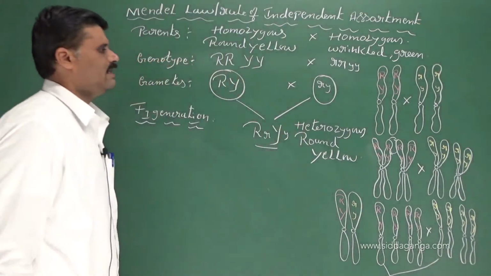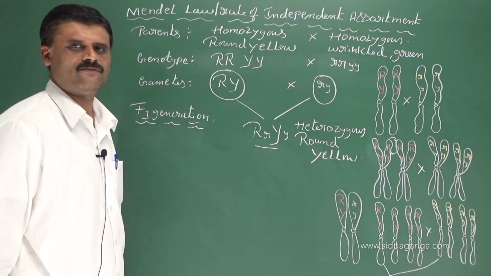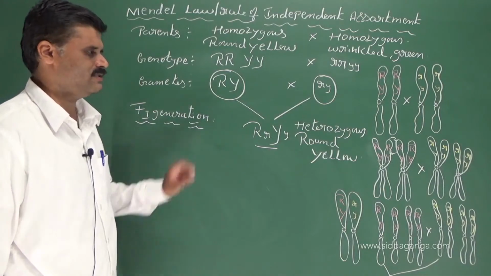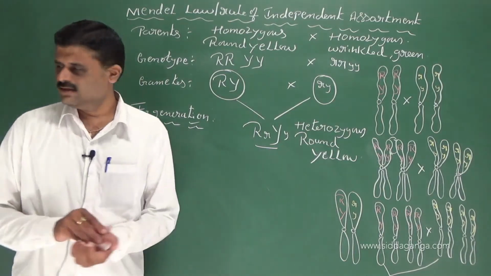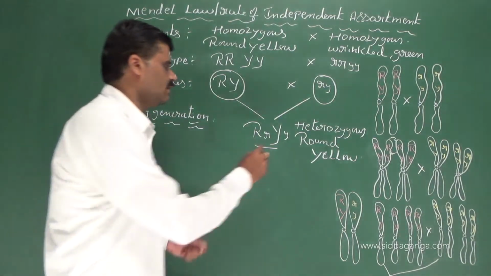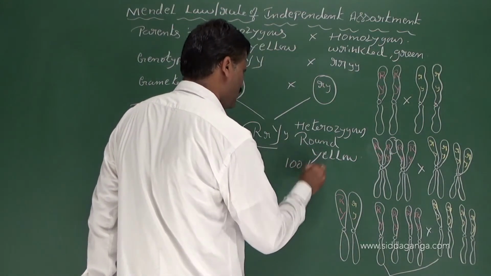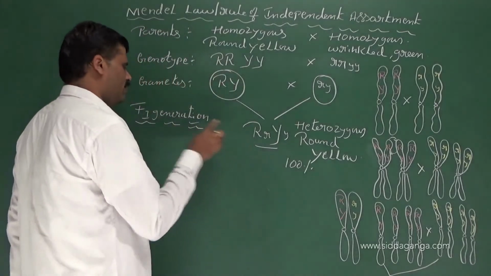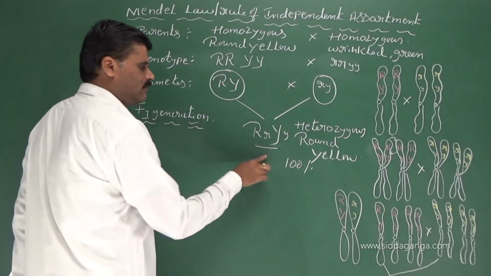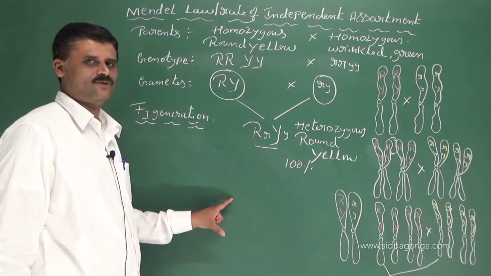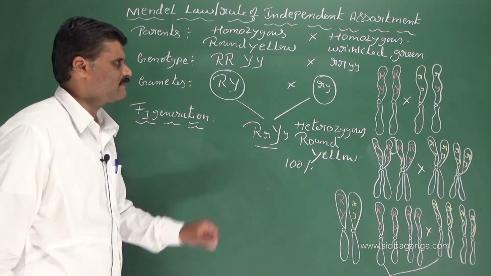Okay. Next, self-crossing the F1 generation. What happens when Mendel self-crosses the F1 generation, right? See here, the heterozygous round yellow is 100%. All plants obtained in the F1 generation will have heterozygous round yellow, but it changes in the F2 generation. Okay.